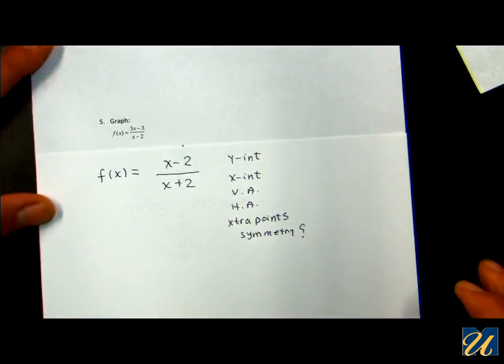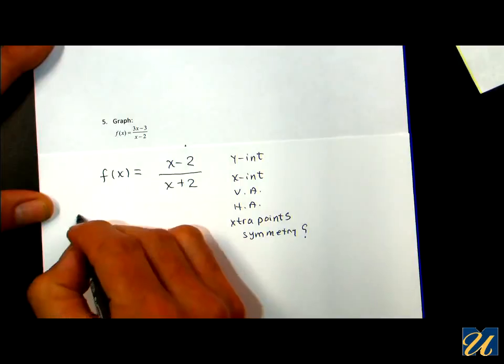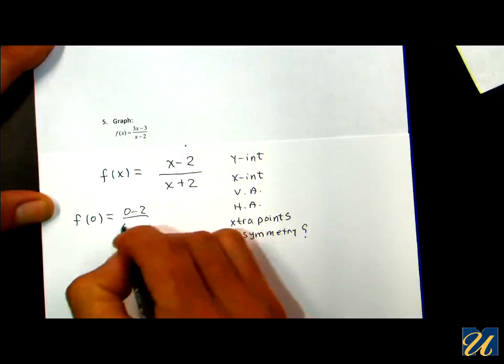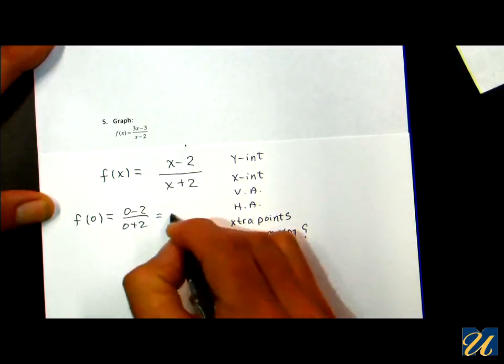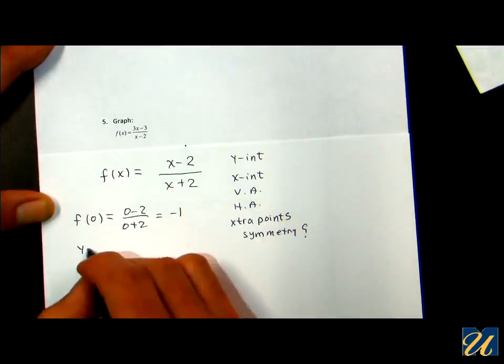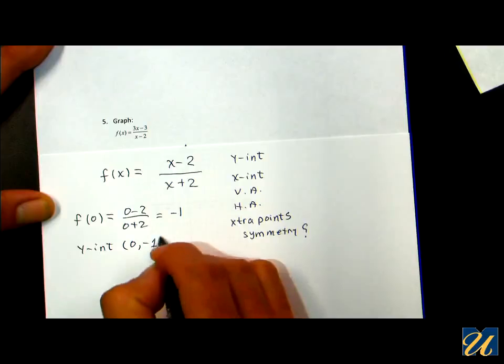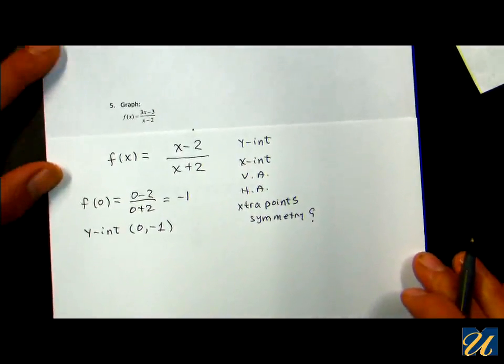Let's get the y-intercept first. So the y-intercept is when x is equal to 0. 0 minus 2 divided by 0 plus 2 will be negative 1. So the y-intercept is at (0, -1). So it crosses the y-axis there.